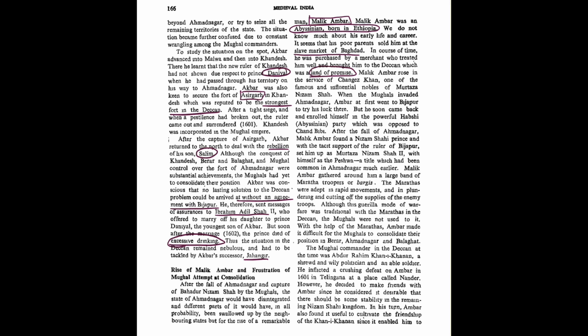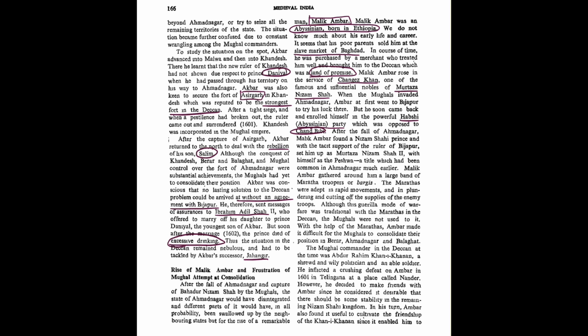Malik Ambar rose in the service of Chengiz Khan, one of the famous and influential nobles of Murtaza Nizam Shah. When the Mughals invaded Ahmednagar, Ambar at first went to Bijapur to try his luck there, but he soon came back and enrolled himself in the powerful Habshi, Abyssinian party, which was opposed to Chand Bibi.